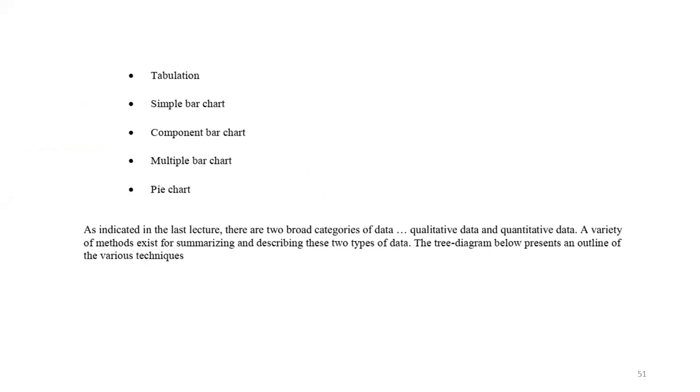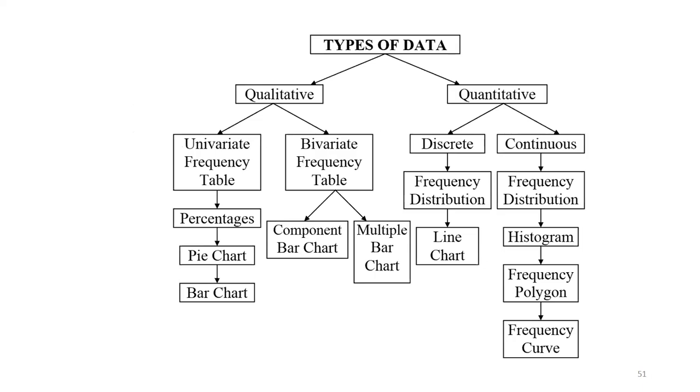As indicated in our lecture, there are two broad categories of data. As you already know, they are qualitative data and quantitative data. A variety of methods exist for summarizing and describing these two types of data. The tree diagram below presents an outline of various techniques. These are the techniques you can use to represent qualitative and quantitative data.